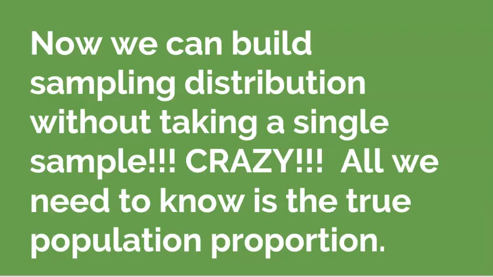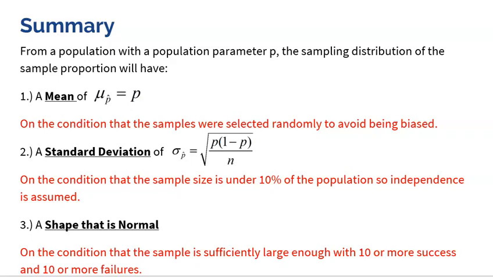Now, with those three things, we could build a sampling distribution without taking a single sample. This is crazy. Like, you don't even need to take any samples to know what they're all going to look like. It's absolutely insane, but it's true. All you need to know is the true proportion and, of course, the sample size. If you look back over here, everything on this page requires the true p and the sample size. And again, the true p is used here again. And with those two things, you could build a sampling distribution.